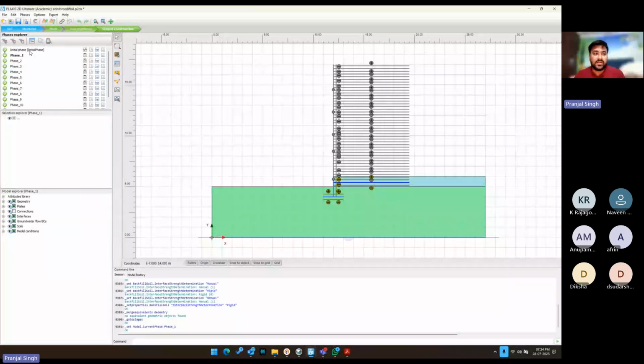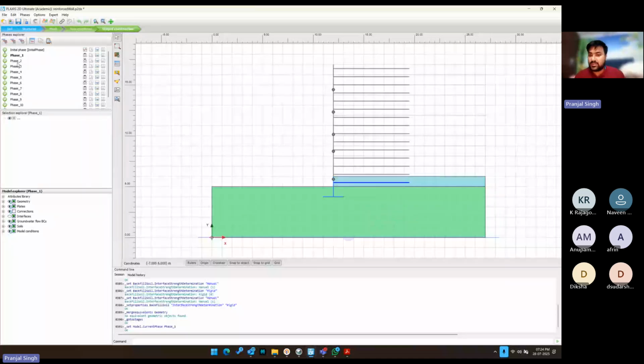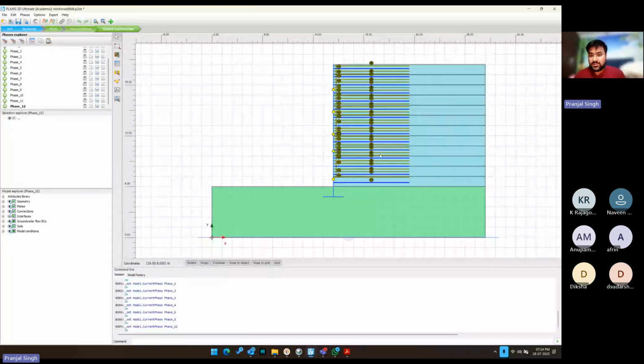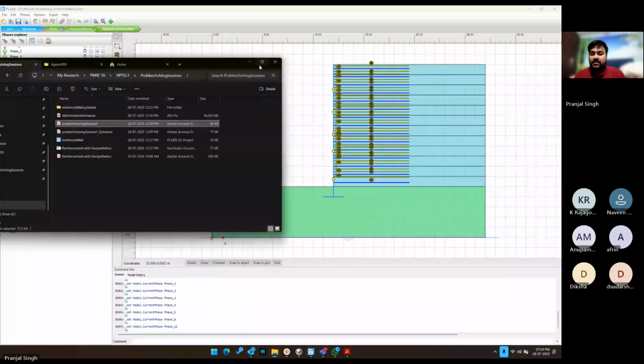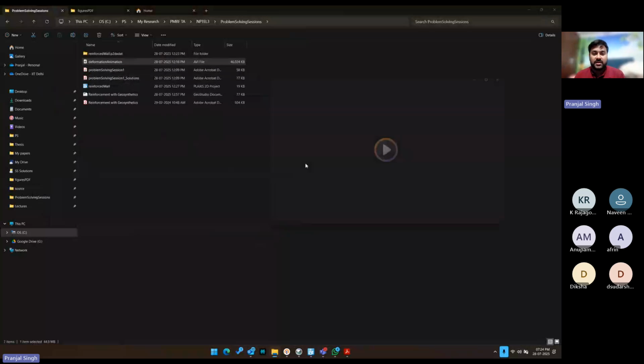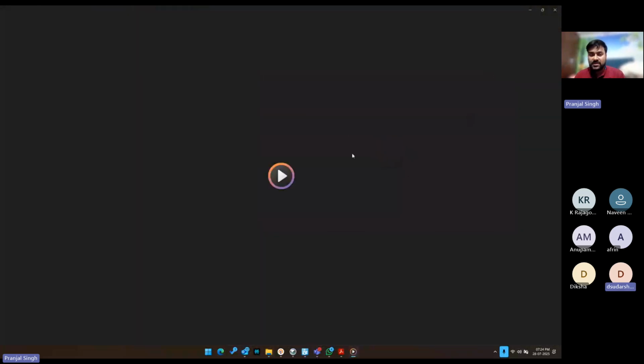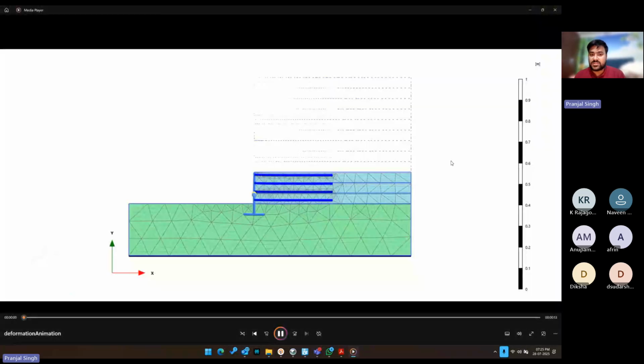Here you can see that I have done the construction sequence. If you have to create a wall, you'll create one layer and then embed a geogrid in between, and then another. So I've created a construction sequence. If you analyze this, I will show you an animation which I have done using the same construction sequence.